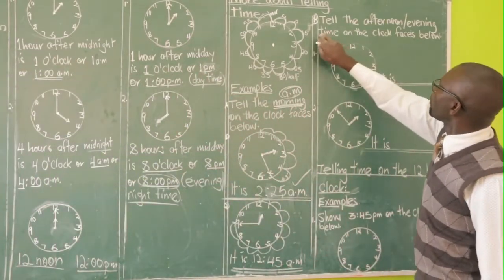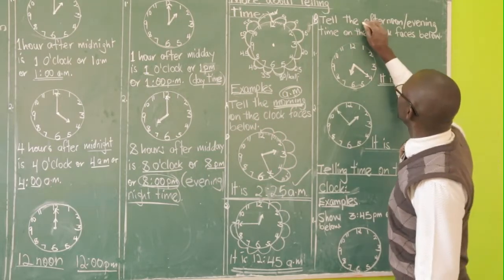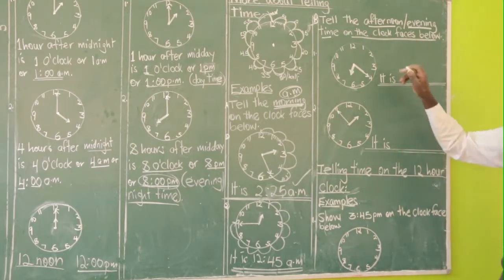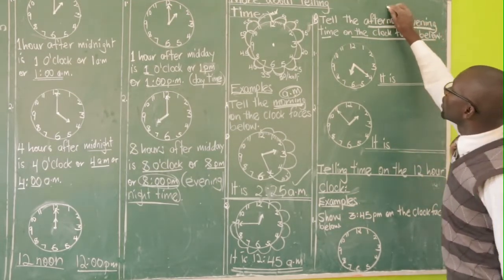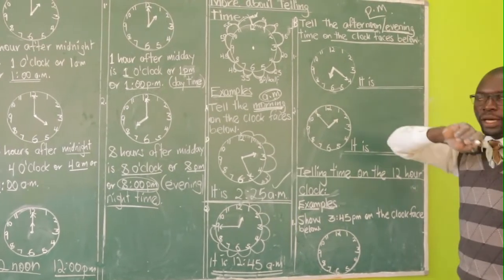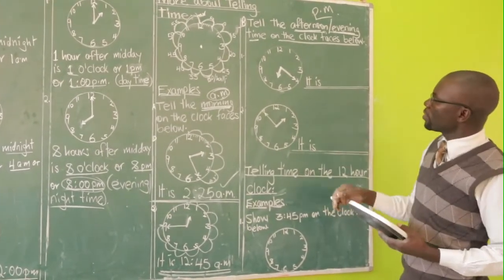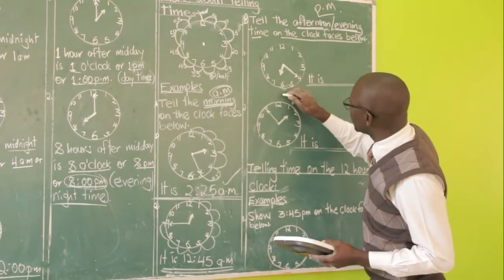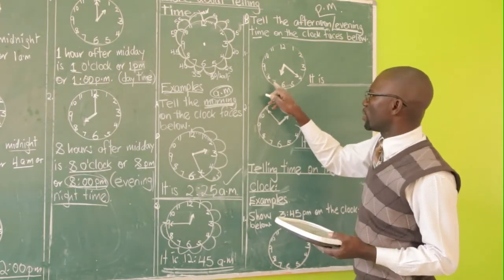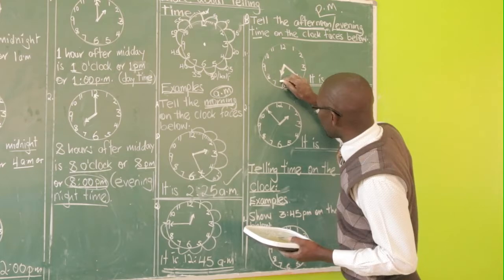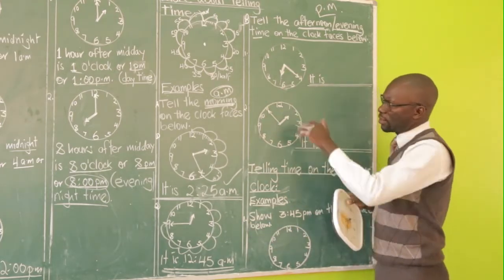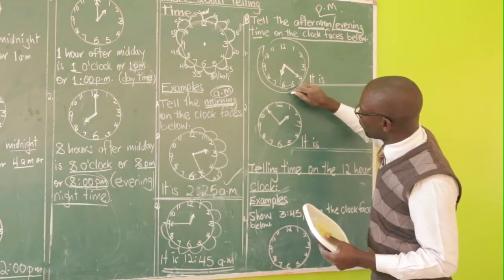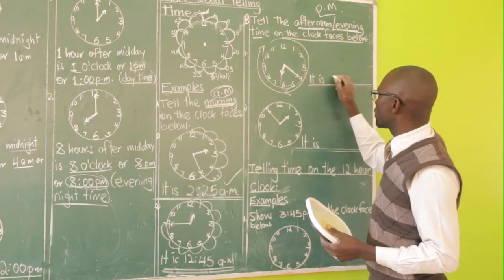Now, we come here: telling the time, tell the afternoon time or evening time on the clock faces below. This is now afternoon or evening. This one will match with PM. So now, on our clock face that we have here, what's the time? The hour hand is showing as if it's between 6 and 7, but it's not. It is still here. So it has just gone past 6, and we move clockwise. So we shall say it is still 6.